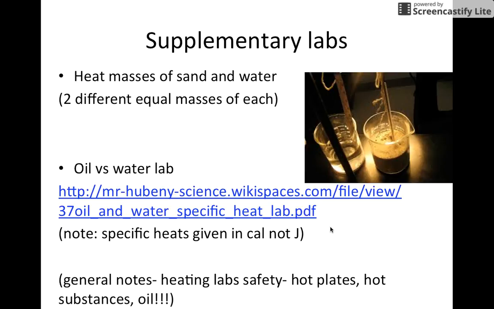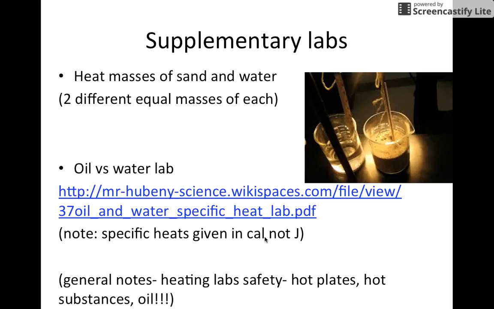Be careful with any lab involving heating things. Things get really hot. Use glass beakers, and especially be careful when heating the water and heating the oil, because if it gets hot enough, it will start to pop. So some safety considerations. And this lab uses specific heat in units of calories, not joules per gram degree Celsius. Just something to talk about. There are different units they could use.